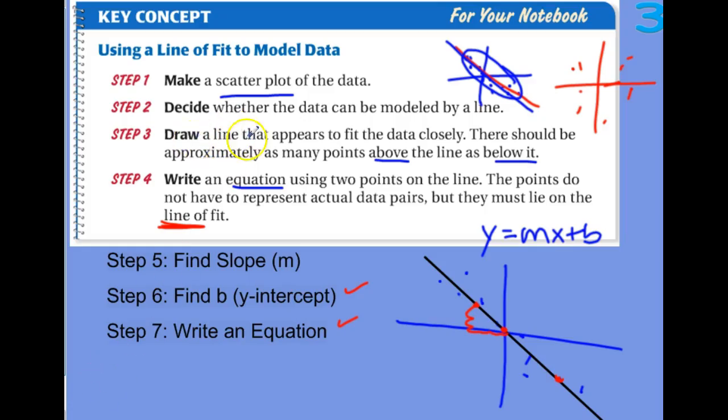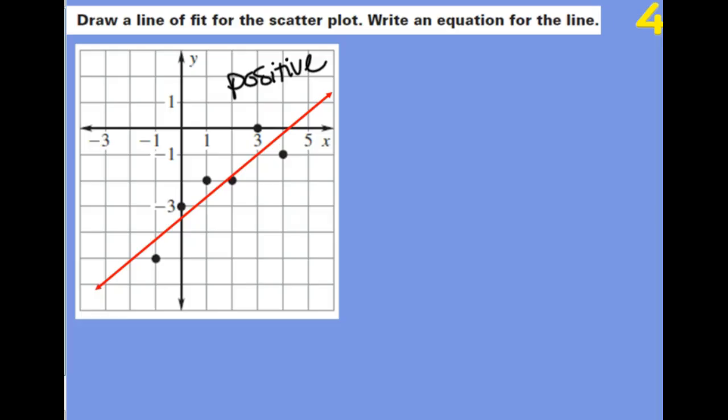Draw a line that appears to fit the data closely. I already did that for you on this one. Now we need to write an equation in the form y equals mx plus b by finding the slope and the y-intercept. So first we need to find the slope.